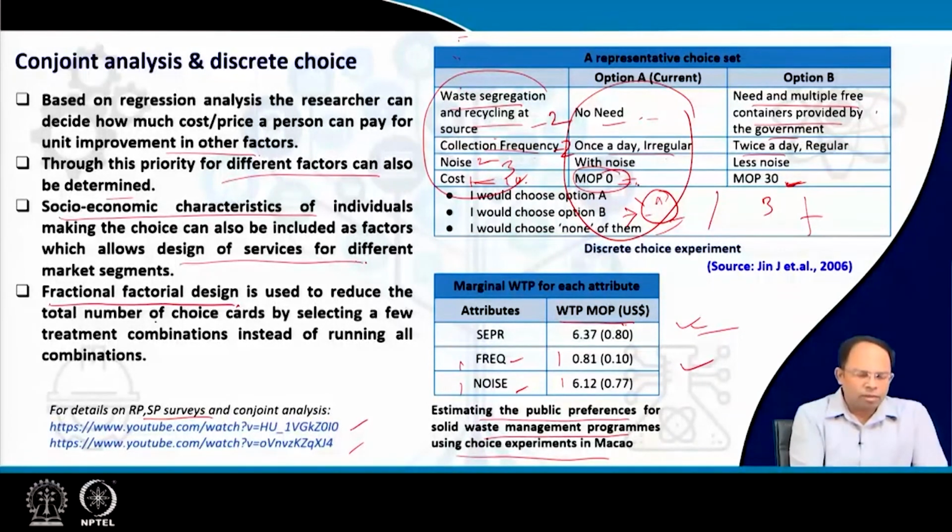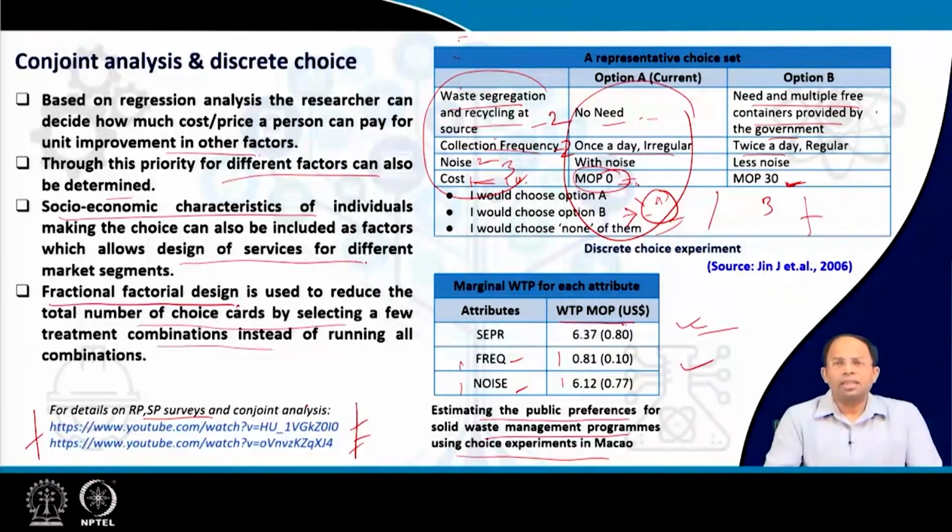So, fractional factorial design is used to reduce the total number of choice cards by selecting a few treatment combinations instead of running all combinations. Again, for details on fractional factorial design and how to create the choice sets, you can follow these videos. But understand this: for WTP, conjoint analysis and discrete choice analysis are the main techniques for conducting WTP experiments. Open-ended and conjoint valuation can also be done, but these are more standard techniques, and they give us more robust results, right?